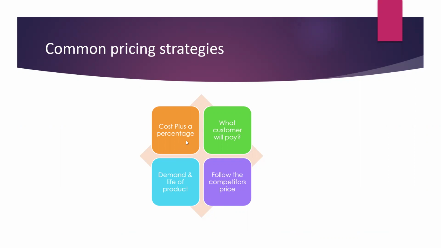Cost plus a percentage. So how much it costs you, you add a percentage on top. What the customer is willing to pay. You do a survey about this, okay? This is the best way to do it. Now, demand and life cycle of a product. If you make a product that's brand new, there's high demand for something that's new, right? Which is fair, but as it becomes more popular, the prices will drop. So you have to go with the life cycle. And of course, the final one is following your competitor's price. Whatever competitors are charging, you charge the same price.